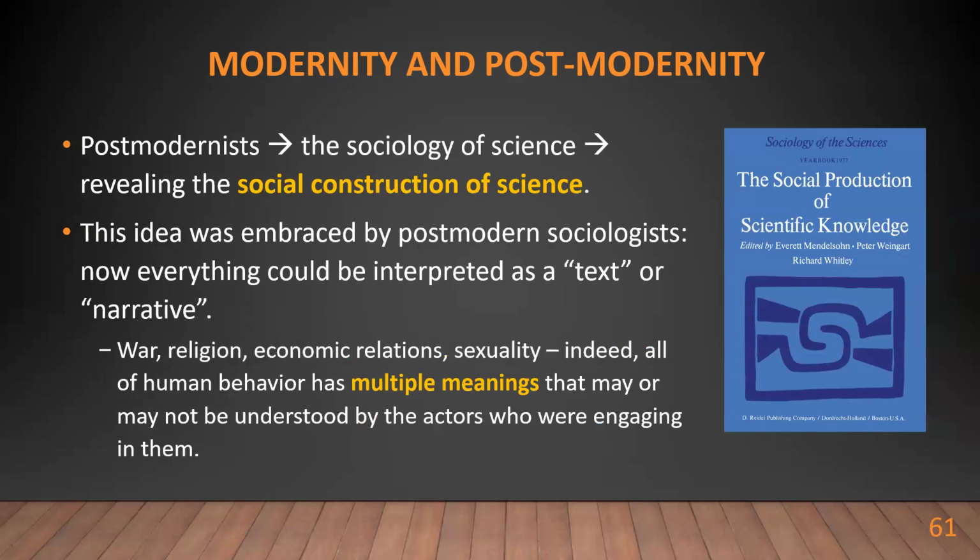Postmodernists, when they apply sociology to the science itself, they reveal the social construction of science. And this idea was, yes, indeed embraced by the sociologists. So I was thinking about how to get a sense of this idea that science is a text that we write about the world, and the world then gets translated into text, and the text may have more than one meaning, more than one interpretation. So scientific data can be interpreted.